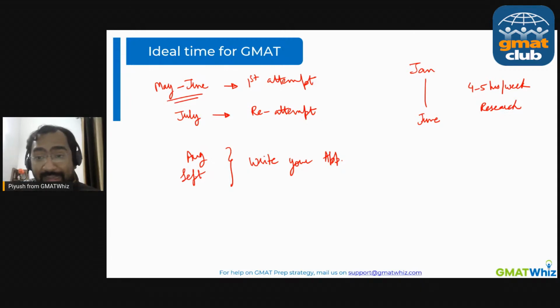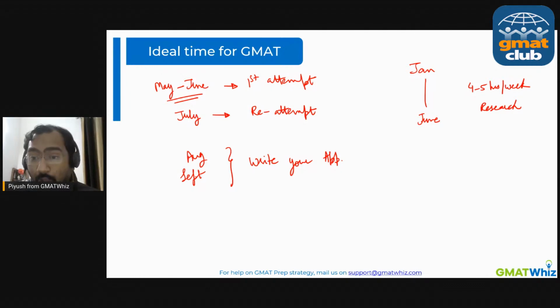And when we work with candidates for their applications as well at GMATWhiz, what we see is many people have not done any research at all about the schools. And then when they start working on their applications, either they take a lot of time to do the research, or they are not able to come up with the best possible answers. They have a lot of good things to talk about in their CV, but they're not able to relate to it because they don't know what the school is really looking at.